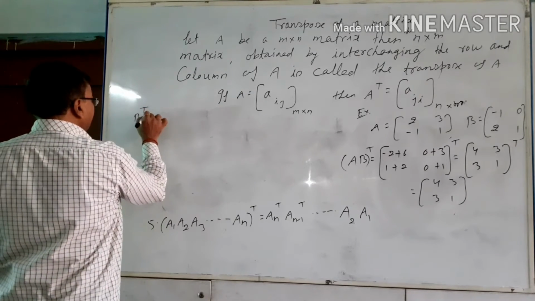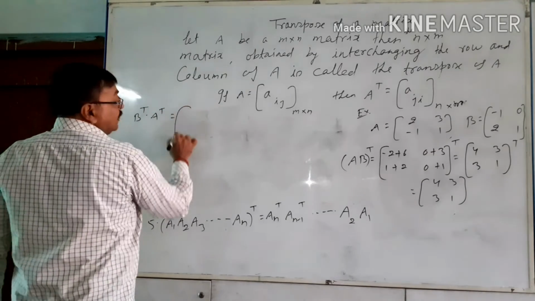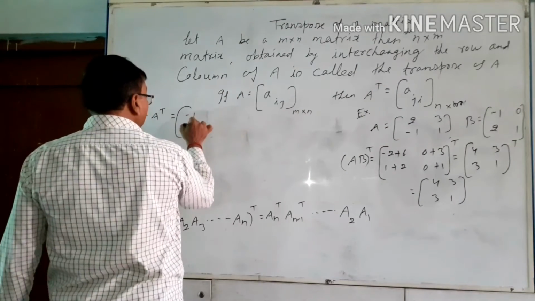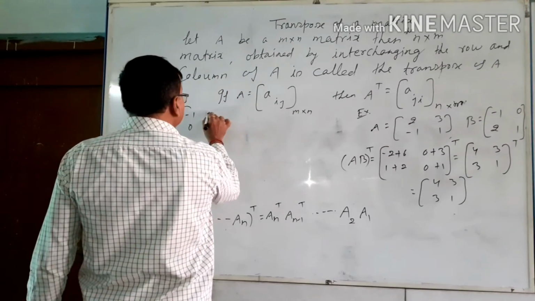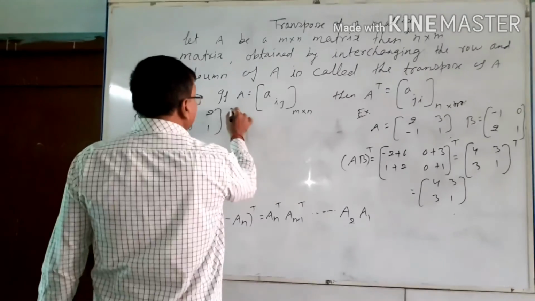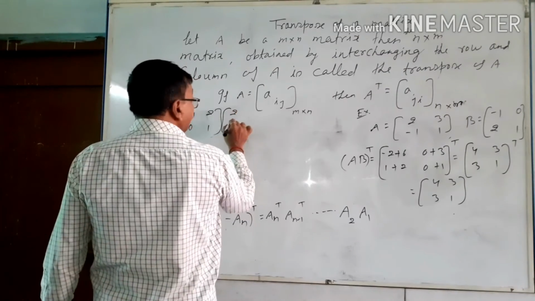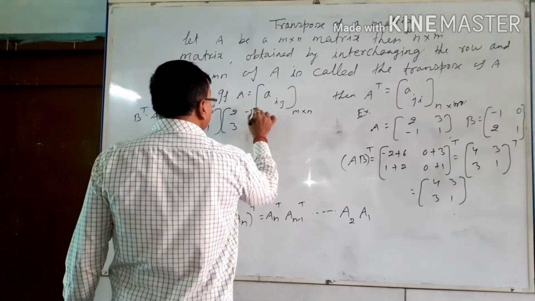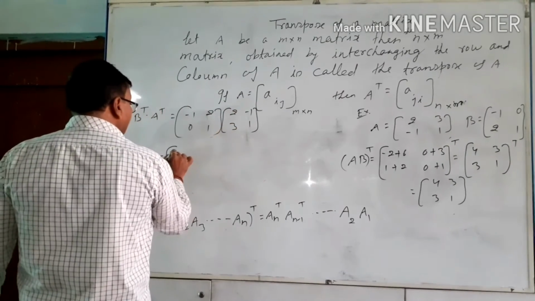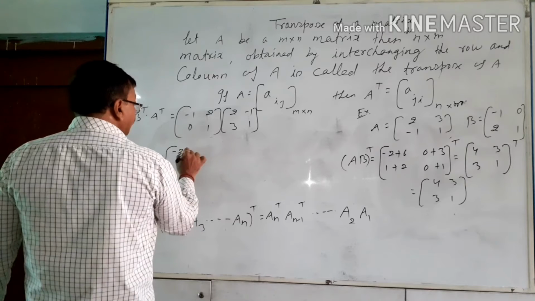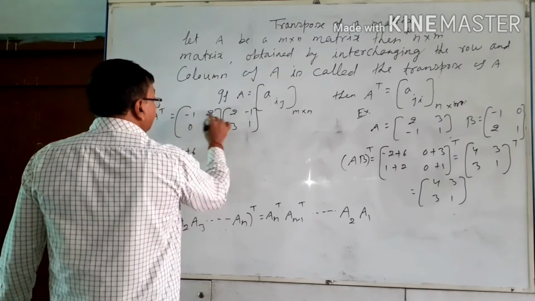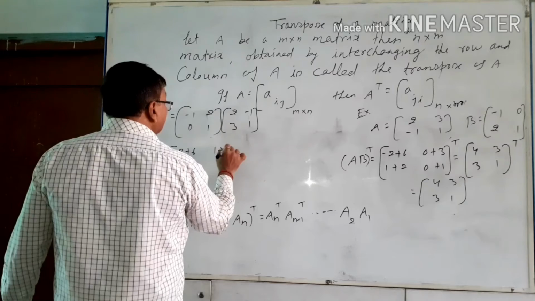Now B transpose into A transpose. What is B transpose? Change the rows into columns: minus 1, 0, 2, 1. And A transpose is 2, 3, minus 1, 1. Multiply it. First row, first column: minus 2 plus 6. First row, second column: plus 2.